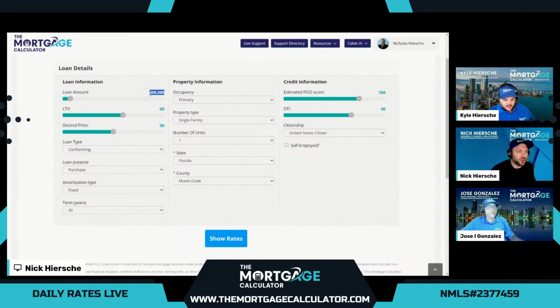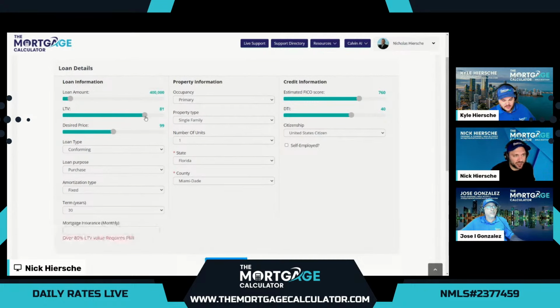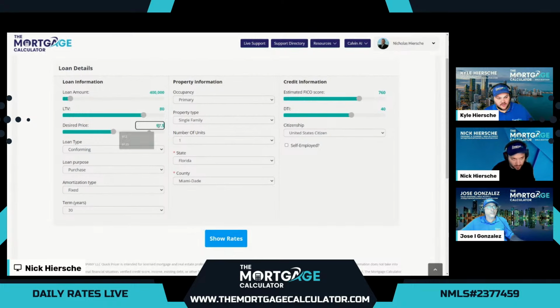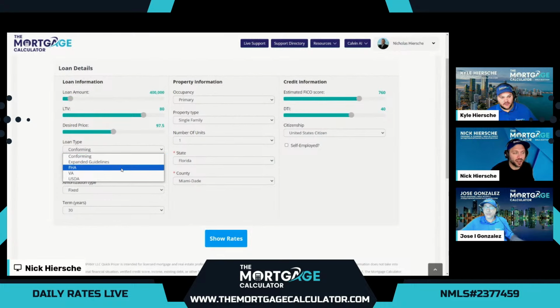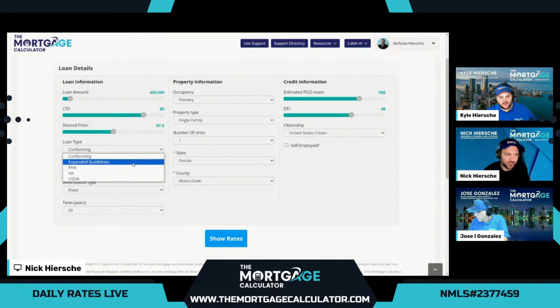For today's demo, we'll use a loan amount of $400,000 to compare the programs. We'll set the LTV to 80% loan, 20% down payment. We will ask the computer to search for the absolute lowest rates we can offer at the moment for our conforming conventional programs, compare that to our FHA programs, and then check out our expanded guidelines, also known as non-QM, where we have over 5,000 additional loan programs using alternative income. We also have VA and USDA.